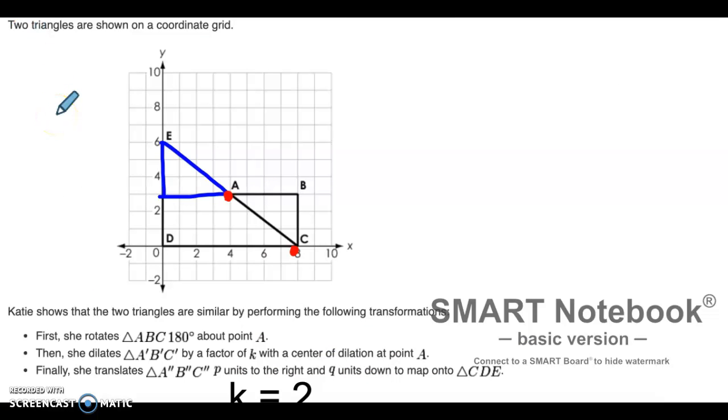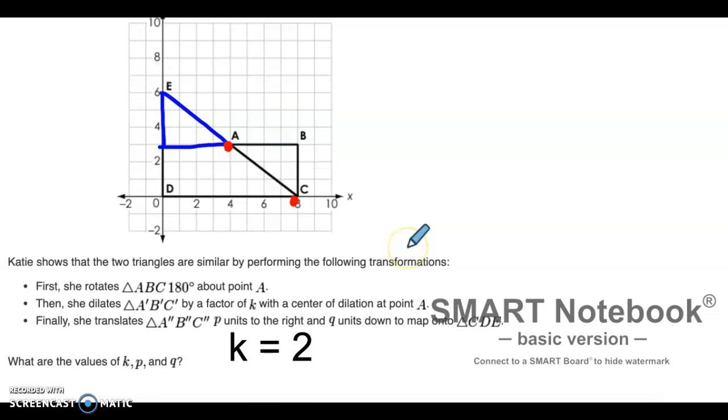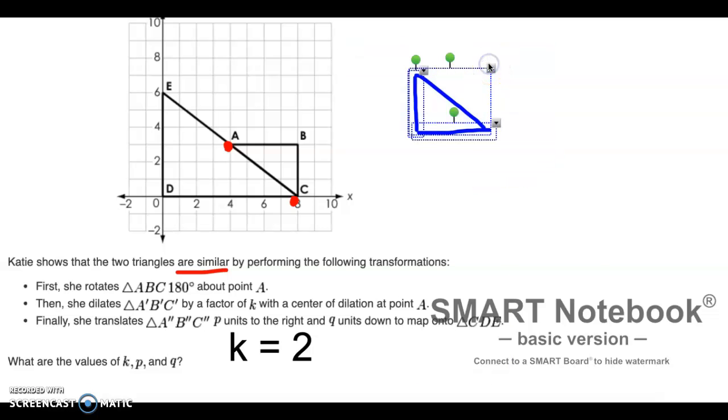All right, this one, two triangles are shown on a coordinate grid. So here we have triangle ABC, and then we have triangle EDC. Katie shows that the two triangles are similar. So we know that the big triangle and the little triangle are in fact similar. I'm going to move this blue off for a second. So we know that triangle ABC and triangle EDA are similar. She performs the following series of transformations to prove that they're similar. So, first, she rotates triangle ABC 180 degrees about point A.